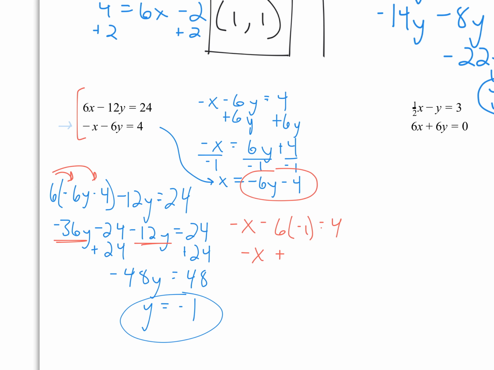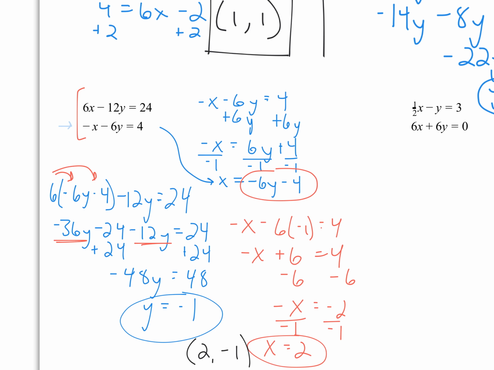Negative 6 times negative 1 is positive 6. Subtract 6. Negative x equals negative 2. So I'm going to divide through by negative 1 to give me x is 2. Final value, 2 comma negative 1.